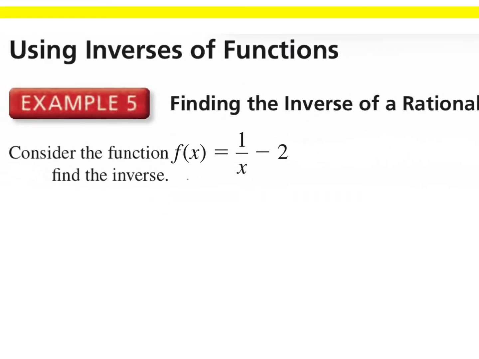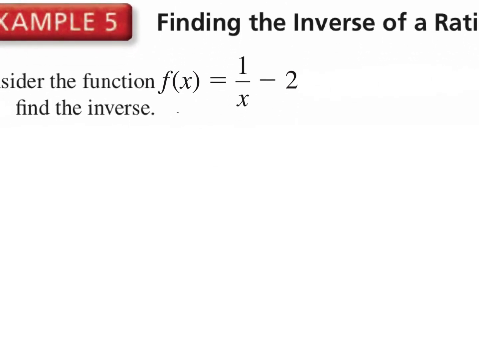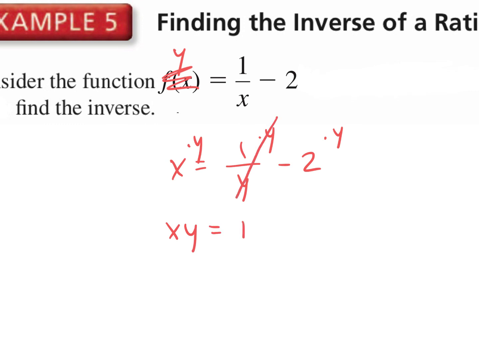Last problem. Again, we're finding the inverse. So we change this to be y, flip x and y, so we have x is equal to 1 over y minus 2. I have y in the denominator, so I'm going to multiply everything by y to get rid of it. So x times y is equal to, here the y's cancel, so 1 minus 2y. This one's a little bit tricky because we have a y here and a y here. So I want to consolidate it to 1y.